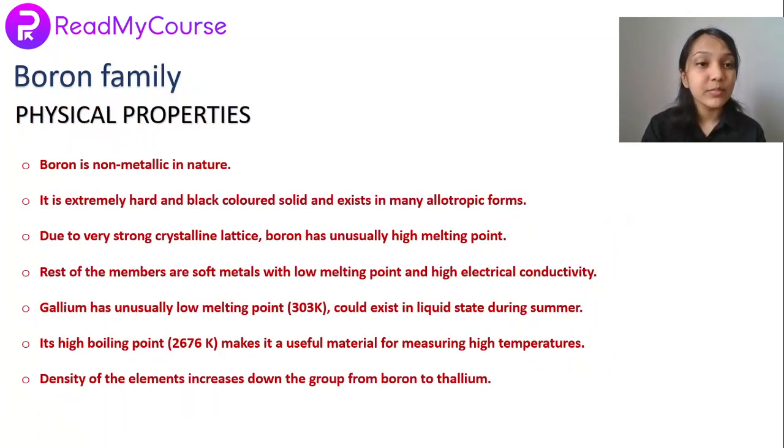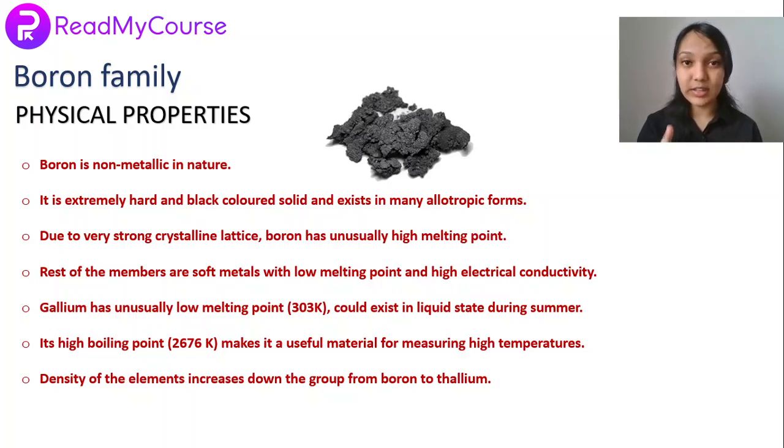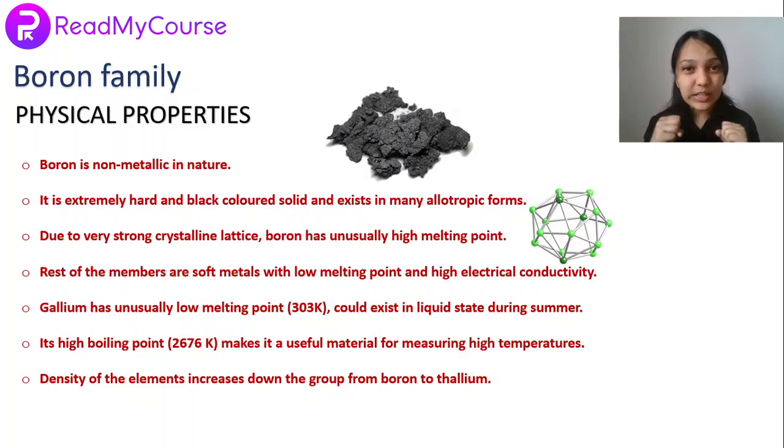Moving ahead, physical properties of the boron family. Boron is non-metallic in nature, that we discussed by now. Boron is non-metallic, and all the others are metallic. Boron is an extremely hard, black colored solid. You can see that in the image. It exists in many allotropic forms as well. It has a very strong crystalline lattice, and hence it has a high melting point. Boron has a lattice of this form. The atoms are all covalently bonded, and it's very strong. It's a crystalline lattice, and hence it has a high melting point. It doesn't melt easily.